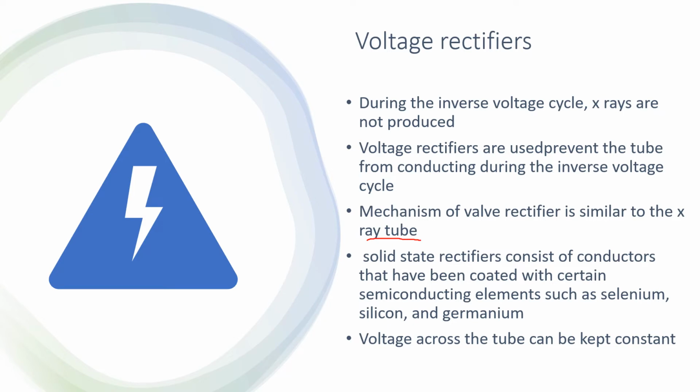Okay. Now there are two types of voltage rectifiers. One is the valve rectifier and the other is the solid state rectifier. Regarding the solid state rectifier, we coat these conductors with semiconducting elements such as selenium, silicon and germanium, and its job is to prevent the inverse voltage cycle. Okay, and another useful thing is that the voltage across the tube can be kept constant.